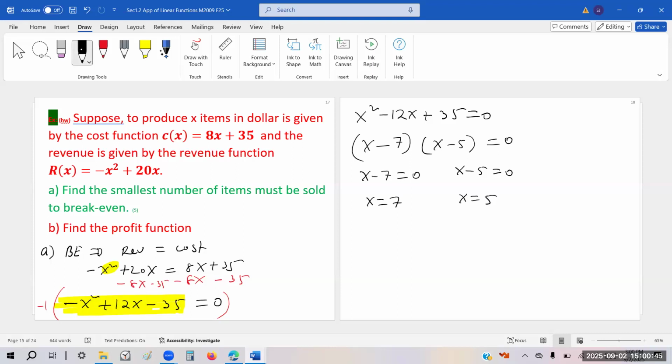Since we have two solutions, that's why they're asking for the smallest number of items. Which one is smallest, 7 or 5? 5. The answer is 5. In the final exam, if this is a multiple choice question and you see both 7 and 5 and you pick 7, you get it wrong because 7 is not the smallest one. You have to pick 5, the smallest one.